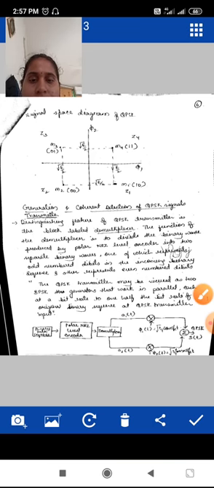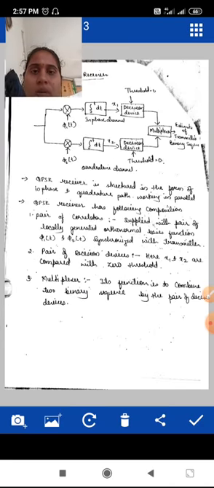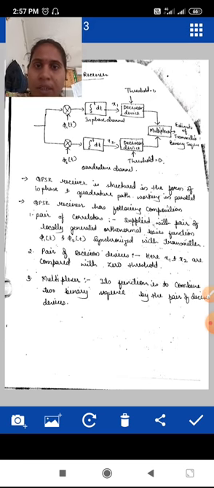Now, this is how the QPSK is generated. Phi 1 of t is root of 2 by T cos 2 pi fct, and phi 2 of t is root of 2 by T sin 2 pi fct. Now, how to detect it? Once we are transmitting s of t, that is s1, s2, s3, s4.